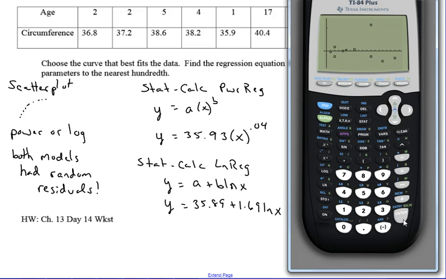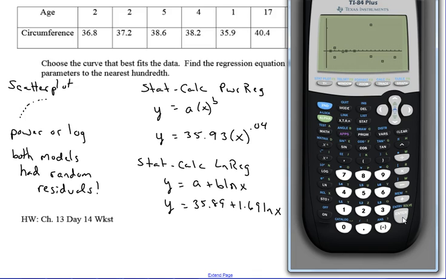So now what I'm going to do is try the log function, the log regression. Log regression is LnReg, natural log, on L1 and L2. So there's my log regression. Now I want to see those residuals as well. So I'm going to go second, Y equals. I'm going to look at the residuals for the log regression. So I'm going to do ZoomStat to look at the residuals for the log regression. And once again, those are very random around the x-axis.